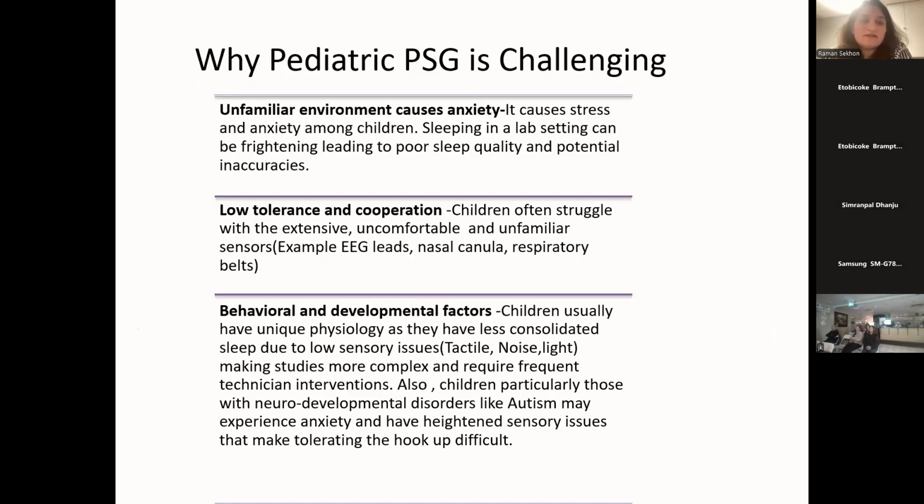The third one is behavioral and developmental factors. Children, particularly those with neurodevelopmental disorders like autism, ADHD, and trisomy, are very difficult to tackle. They may experience more anxiety and have heightened sensory issues that make the hookup challenging. And sometimes, with such patients, the entire hookup has to be done inside the room while they fall asleep.